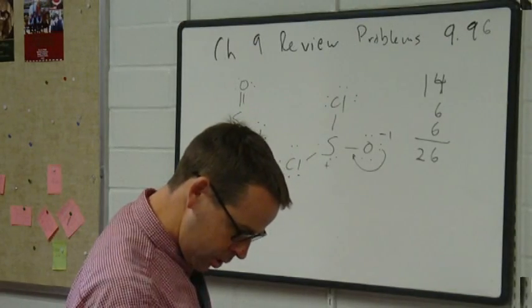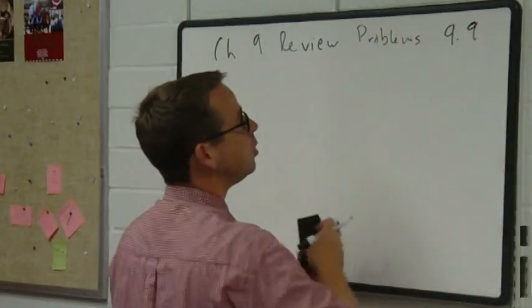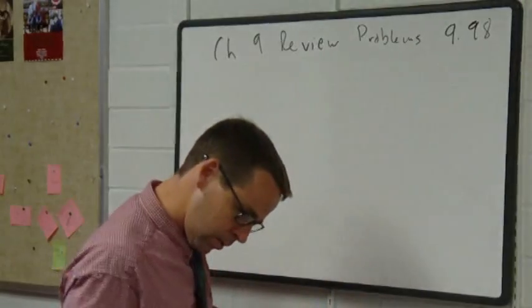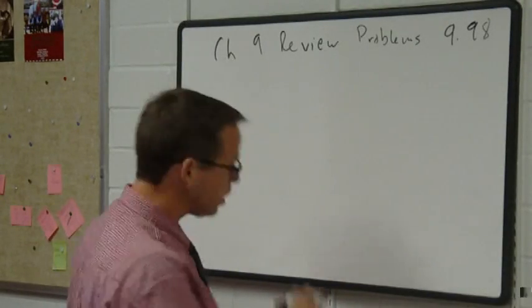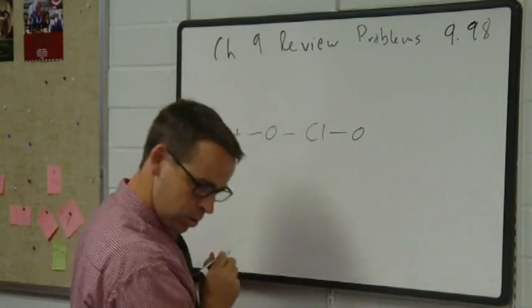998, assign formal charges to each of the atoms in the following structures. 998. Well, we see HOCl. So we have ClOOH.